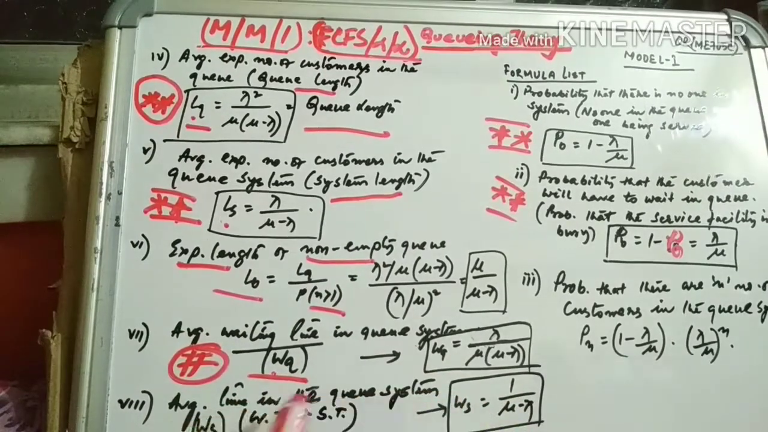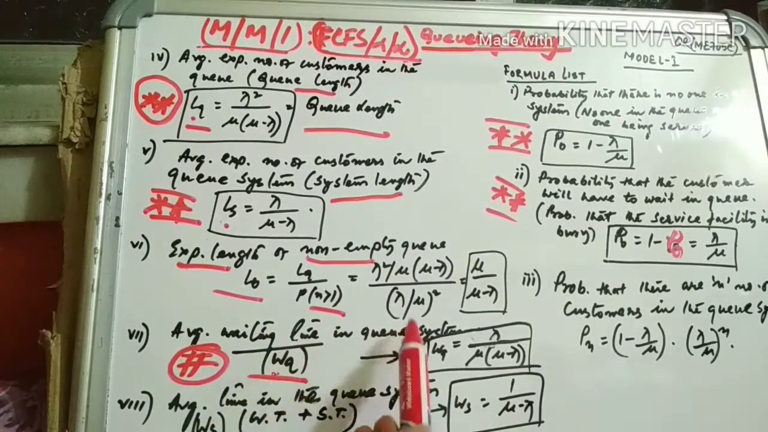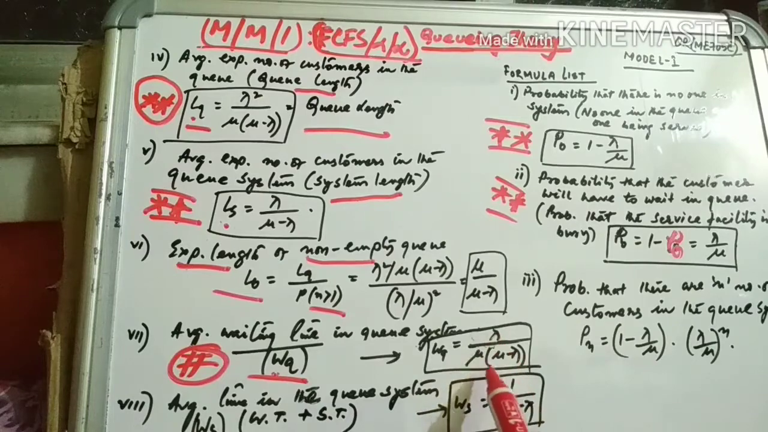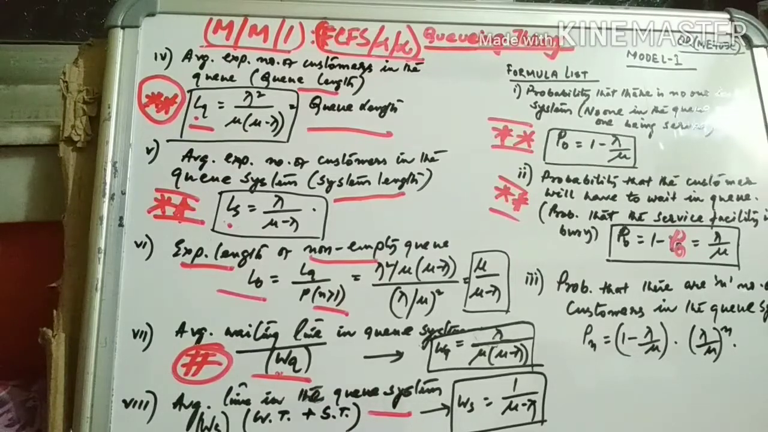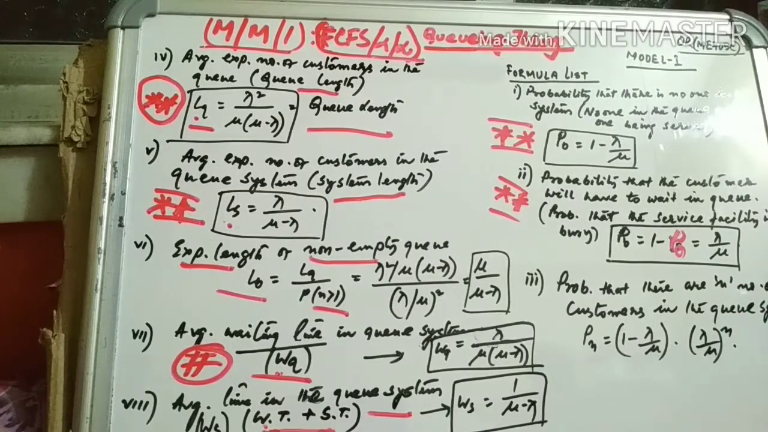So WQ is the waiting time in queue, and it is given by lambda by mu into mu minus lambda. Next comes the average time in the queue system, which is the waiting time plus service time, that is the total time one has to spend in the queue. This is denoted by WS, which is very important, you must note it down. WS is given by 1 by mu minus lambda.